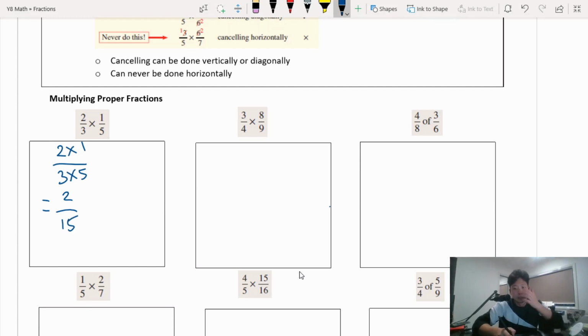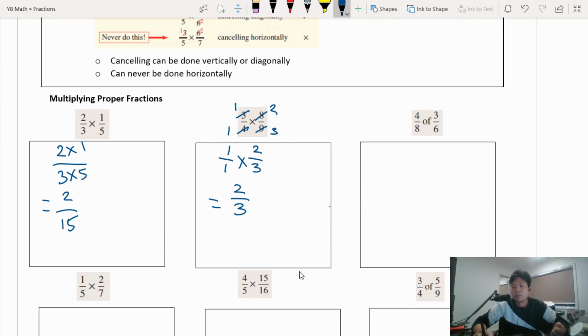Alright, let's move to the next one. In this question, there are a few things that we can cancel. So 3 and the 9, they can both be divided by 3 and they are diagonal to each other, so we can cancel those. So 3 divided by 3 gives us 1, and 9 divided by 3 gives us 3. Alright, 4 and 8 as well, they're both diagonal to each other and they can both be divided by a common factor. And the highest common factor in this case is 4. So let's divide 4 by 4, that gives us 1. And 8 divided by 4, that gives us 2. So the question now looks like this: 1 over 1 times 2 over 3. And our final answer will therefore be 2 over 3.